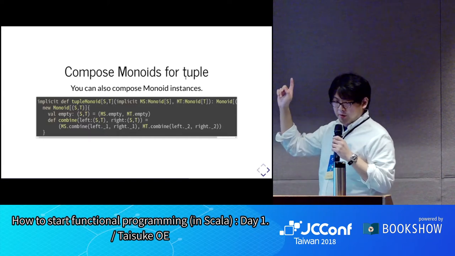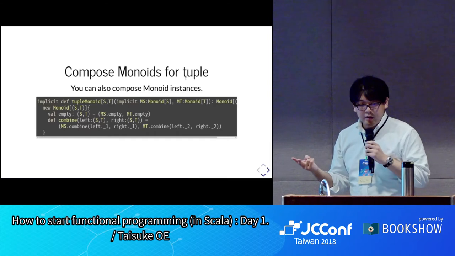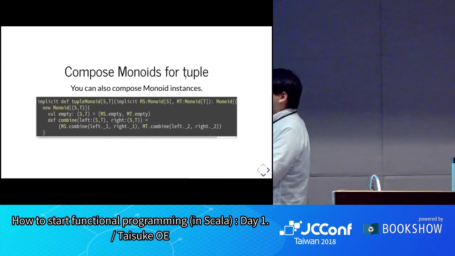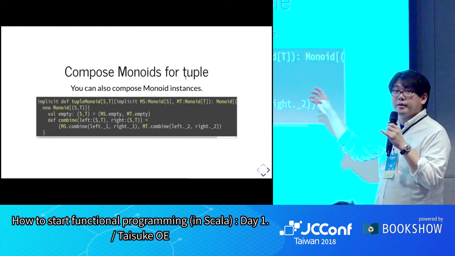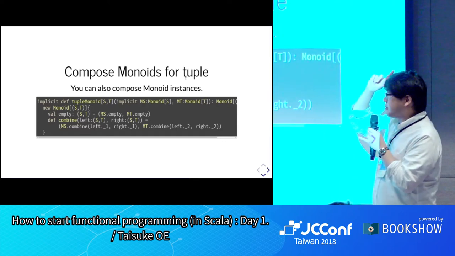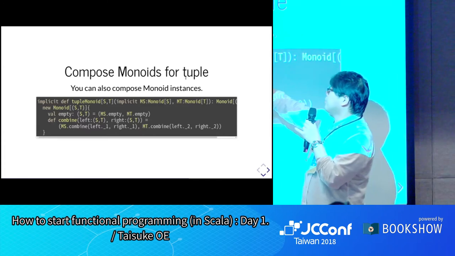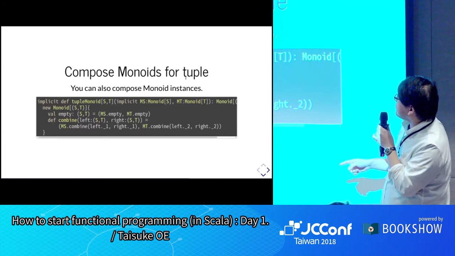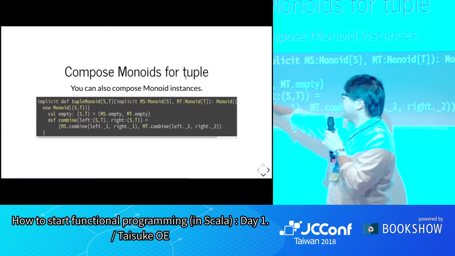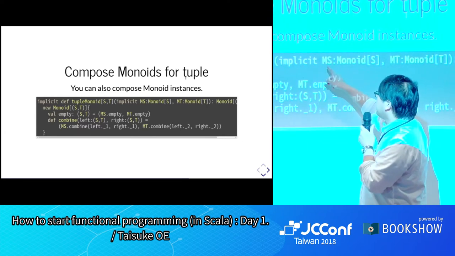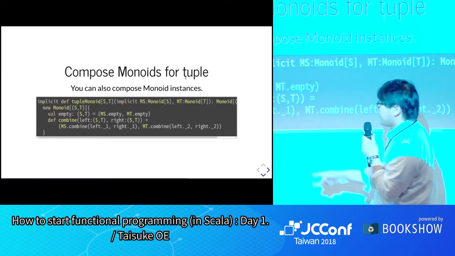The composing method is taking two implicit parameters, Monoid[S] and Monoid[T]. The S and T are the types of the elements of the tuple. In this case, we think only of the Tuple2, so it takes two type parameters. Then it returns a Monoid[(S, T)]. Then the returned value will be the pair of the monoids of the elements, the empty value and the combine method.